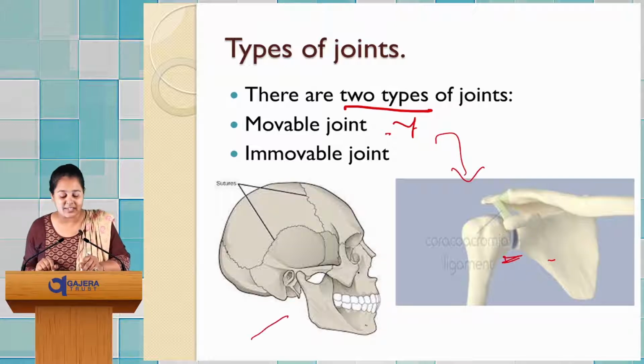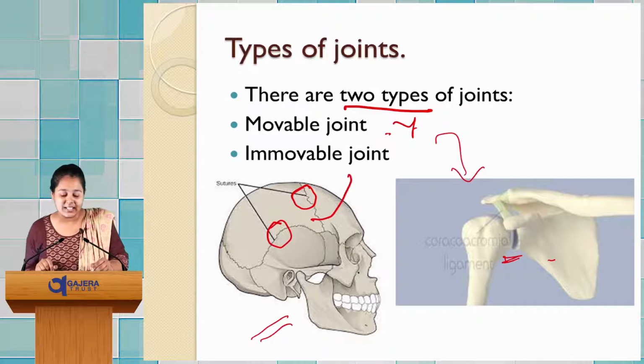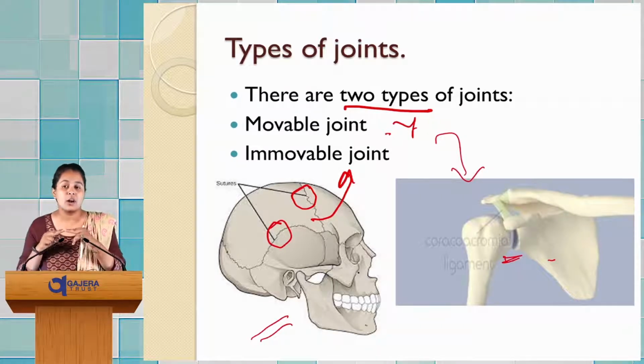And over here we have the skull. In the skull we have around 22 bones. We can see those bones meeting over here. But can you move those bones? The answer is no. And if the answer is no, then those joints are known as immovable joint. That means the joint which will not move from their fixed place.